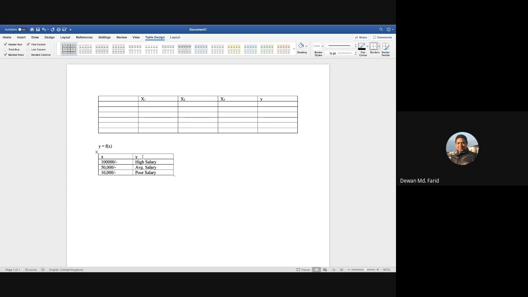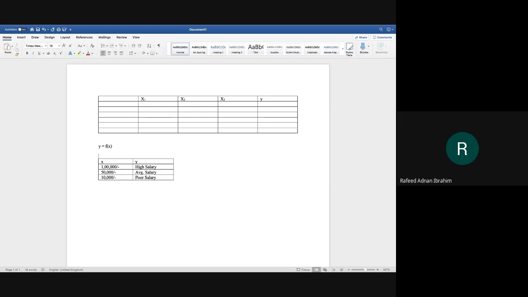So here, 1 lakh. Each value of x, we have y. So we have the range. So this is basically a classification problem. Is it clear to everyone? And here we have only one independent variable and one dependent variable. So y is the dependent variable, y depends on x. Is it clear to everyone? Classification problem.